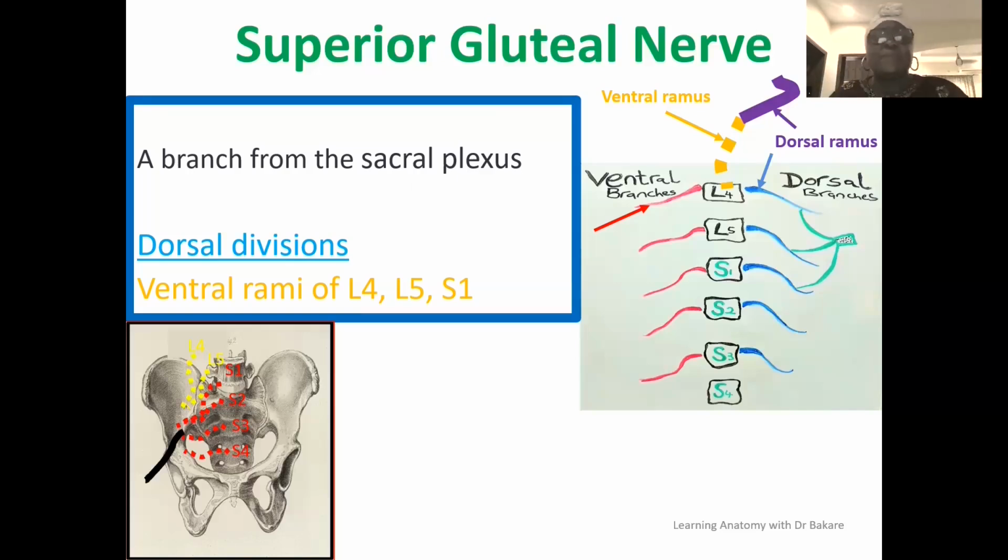So if you dive deep into how the superior gluteal nerve emerges, we see that it emerges from the ventral rami. We already established that the ventral rami are what actually contribute to the formation of the sacral plexus.